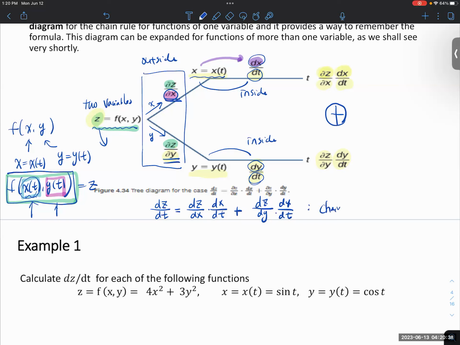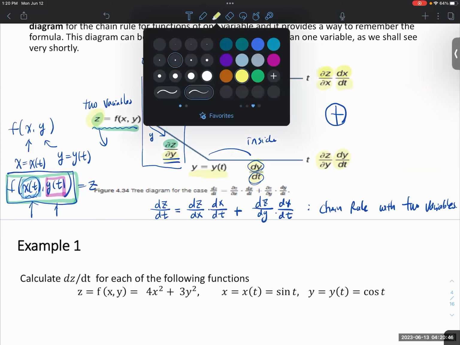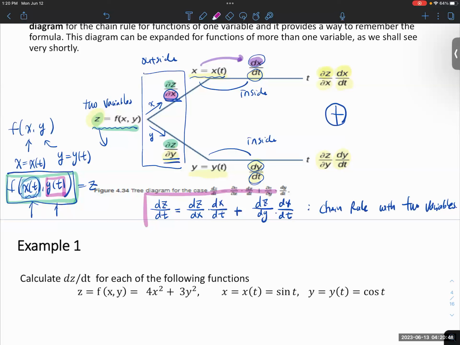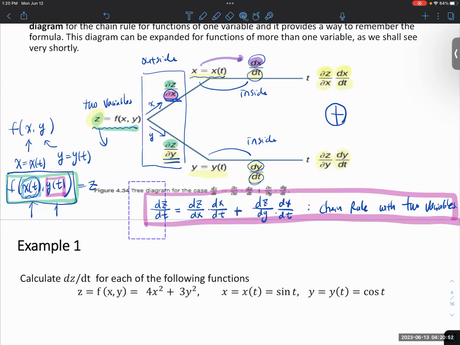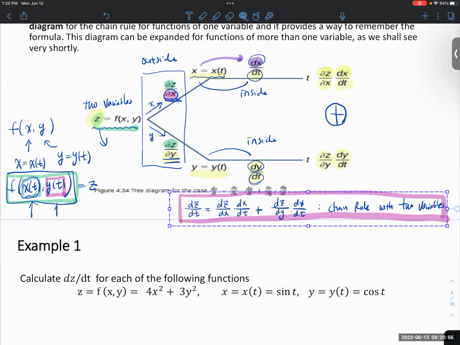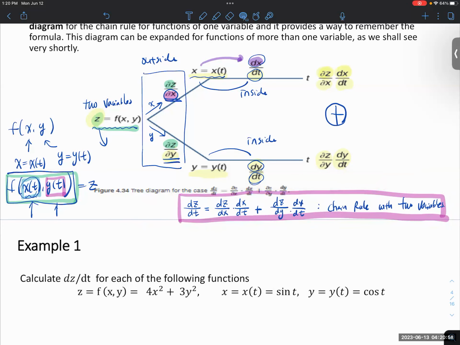This is a chain rule with two variables. Okay, so I'm going to highlight this one right there. This is the chain rule with two variables we are going to talk about for the rest of the slide. Does it make sense to you? So let's take a look at it. I'm going to copy this because we're going to keep utilizing.